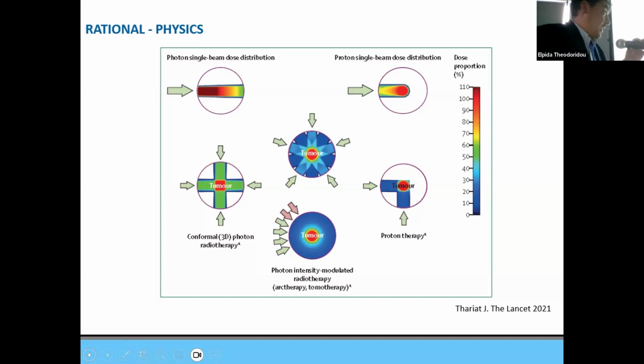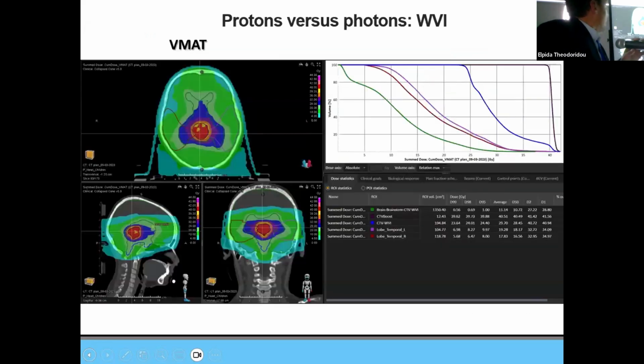That's very important, especially for children, because we have to spare the normal tissue. So if we can reach the same dose distribution to the target with few beam entrants, this is the best option, of course. I want to show you some clinical cases really treated at CNAO, starting from the simplest case from the medical physicist point of view.